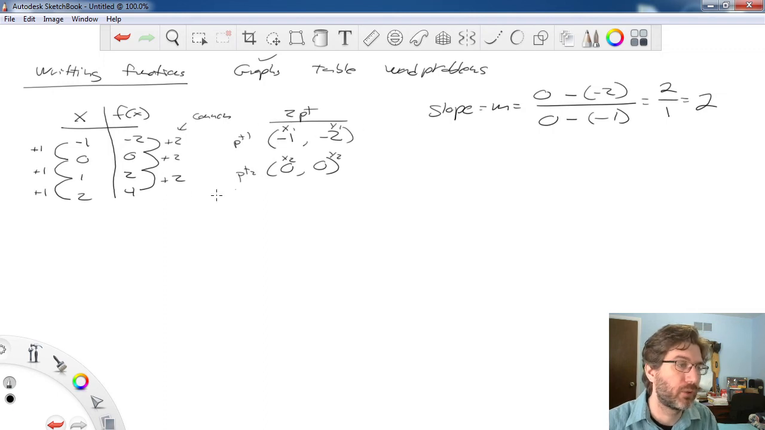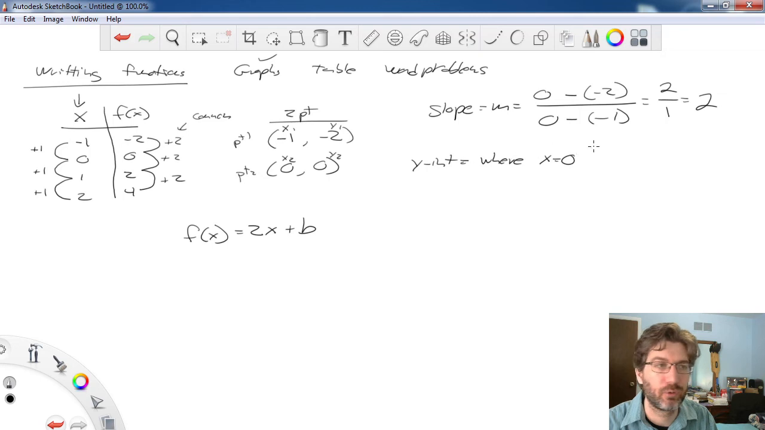M equals 2. Once you have that, you know that it's going to fit into f of x equals 2x plus b. You need to solve for b, so you're going to plug in an f of x and an x. And it doesn't matter which point you pick, you will get the right one for your y-intercept. Or it actually gives you your y-intercept here, because your y-intercept, if you recall, is where x equals 0. So when x is 0, what is y?